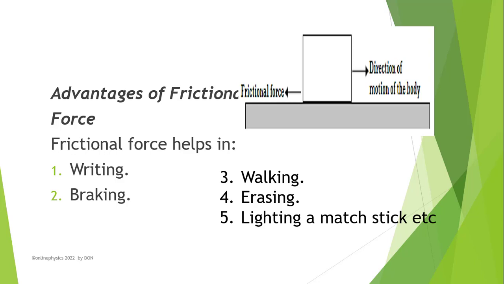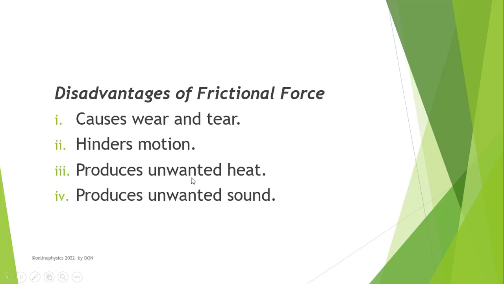We have writing, braking, walking, racing, lighting a match stick. Those are the advantages, and you can see that figure up there. There is a frictional force acting in the direction opposite to that of the motion of the body. So you can check this diagram up here, what is happening. Now this frictional force has some advantages and we have listed them here, but then it also has disadvantages.